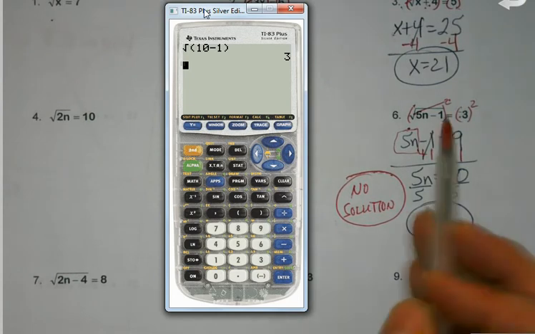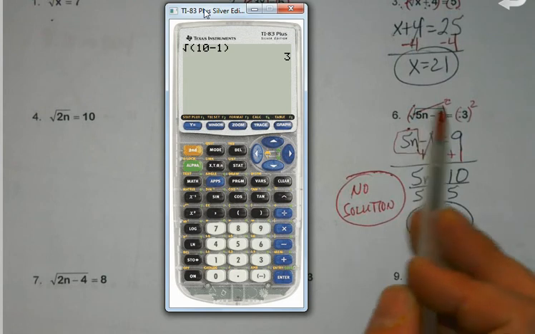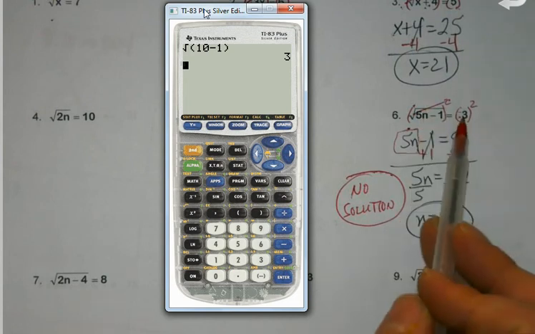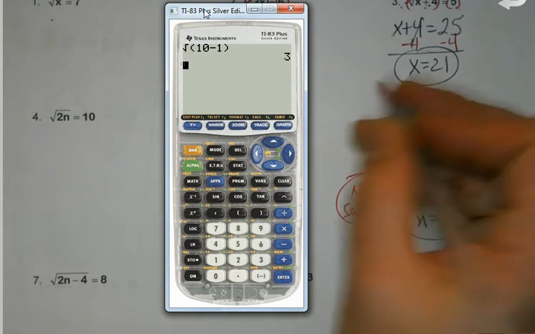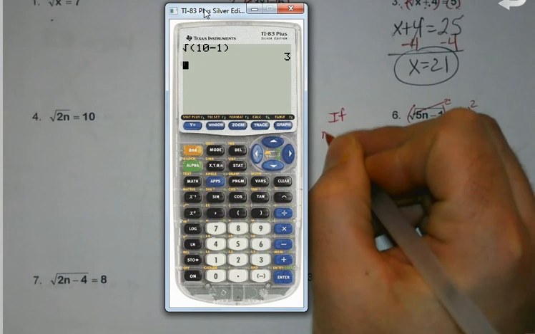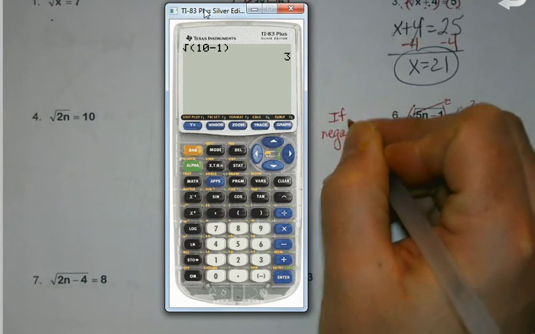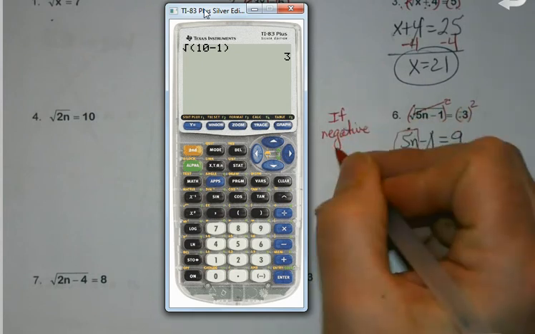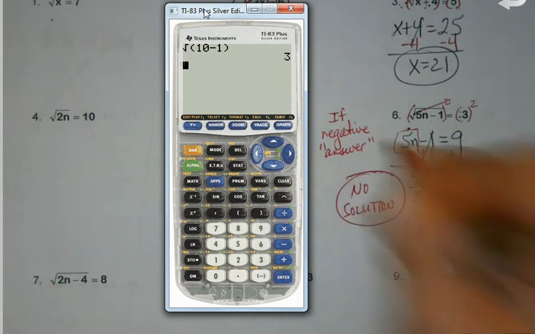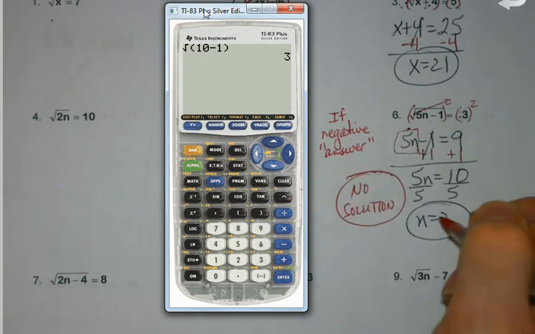Because if I plug in 2, I get positive 3 as an answer out here, like I just saw on my calculator. And they say the answer is negative 3. So if you have a negative, I guess we'll call it answer here for lack of a better term, when you go to square it, it automatically becomes no solution.